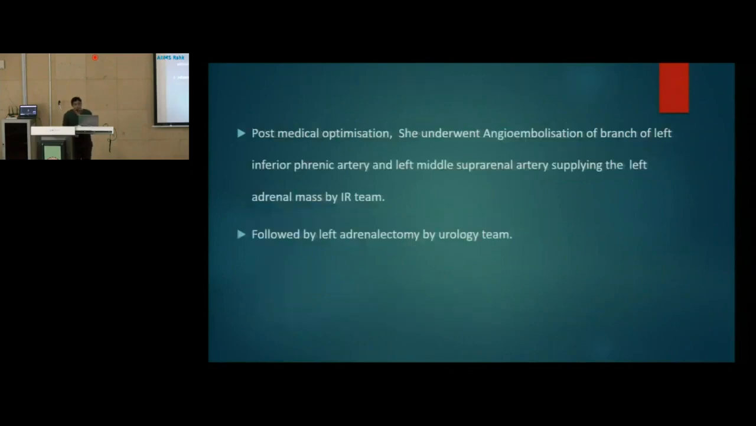Post medical optimization, she underwent embolization of the branch of the left inferior phrenic artery and left middle suprarenal artery, supplying the left adrenal mass, by the IR team, followed by left adrenalectomy done by the urology team.